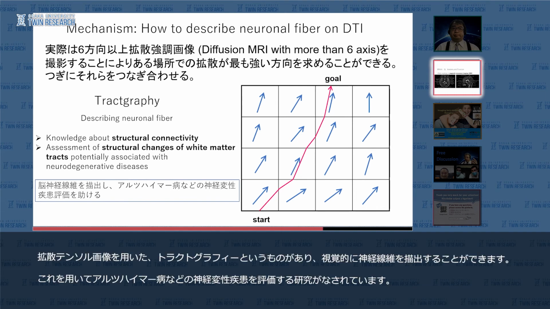Tractography, a non-invasive technique tracing brain pathways from DTI data, is increasingly being used for brain investigation. This technique could be useful to improve our knowledge about structural connectivity or to assess structural changes of white matter tracts potentially associated with neurodegenerative diseases.